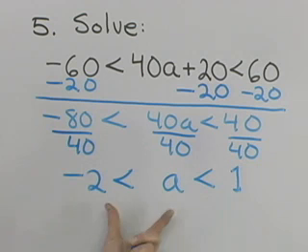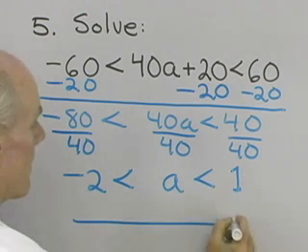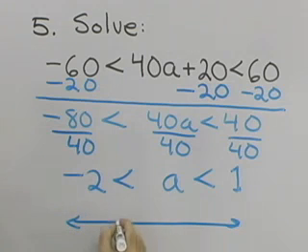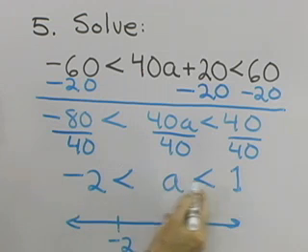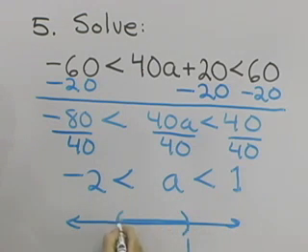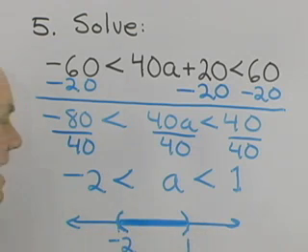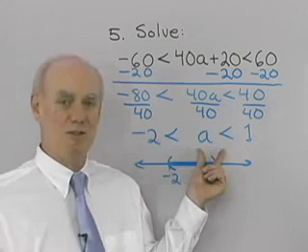Nice simple continued inequality. I'm going to draw the graph of this inequality next. Here I have -2. I have 1. It doesn't include either endpoint, so I'm going to use my open parentheses like this. Color in the numbers in between. And there's the graph of the solution to this continued inequality.